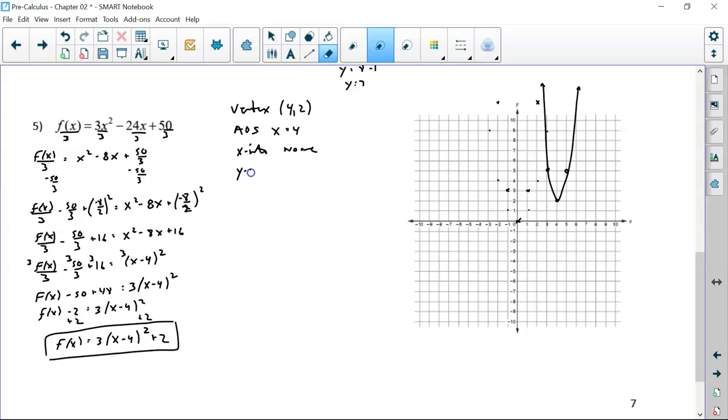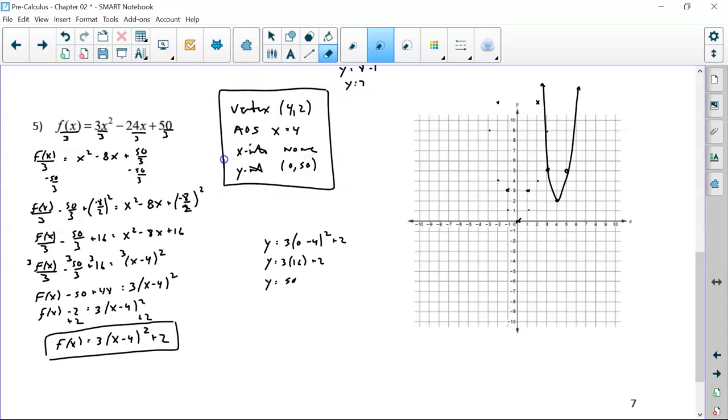Now for our y-intercept, I don't see where that's intersecting, but it will intersect. So what we could do, y equals 3 times 0 minus 4 squared plus 2. So it's 3 times negative 4 squared, which is 16. So it's 3 times 16 plus 2. So y equals 48 plus 2, which is 50. So the y-intercept is there at 0, 50. And you can see that's way off the graph. And there is that graph.